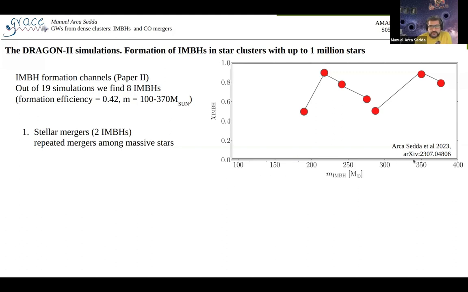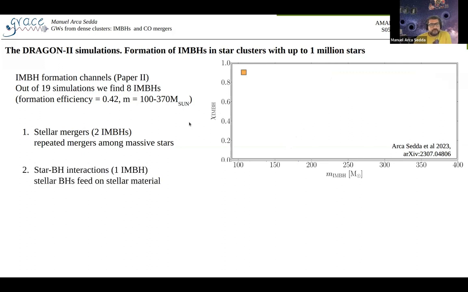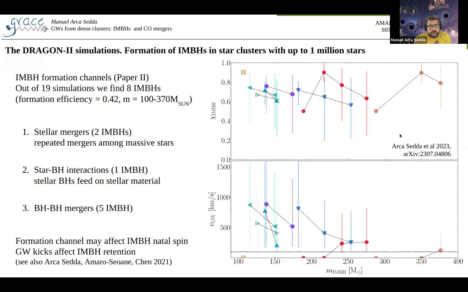And what you see in this plot is the mass of the IMBH when it forms, and then the spin at formation, and then some other processes contribute to the growth of the mass of the IMBH. Eventually, once the sequence is truncated, the IMBH is ejected from the cluster. Then we have one IMBH forming out of a star feeding onto a rather normal black hole, this square here. And the black hole, after the IMBH formation, is ejected from the cluster itself in a strong three-body interaction. And then we have most of the IMBHs in our sample forming via black hole mergers. And these are all the five objects. So the whole sample of IMBHs in our systems is represented here.